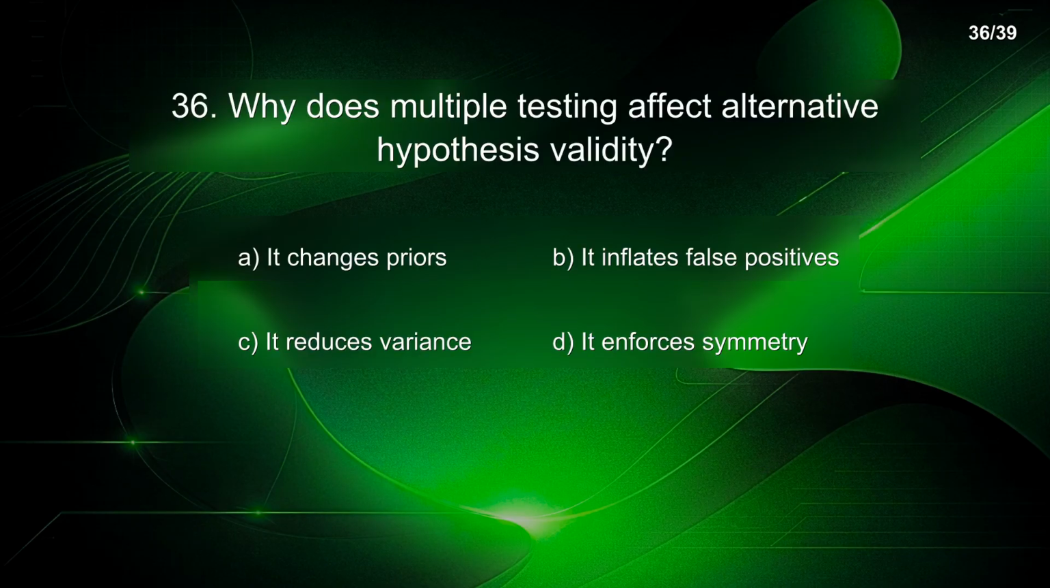36th question. Why does multiple testing affect alternative hypothesis validity? A. It changes priors. B. It inflates false positives. C. It reduces variance. D. It enforces symmetry. Correct answer is B. It inflates false positives.